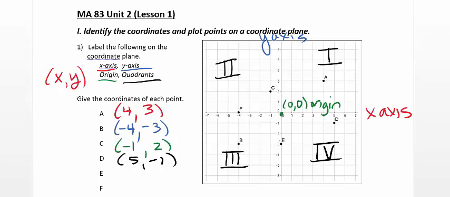E is sitting right here on the y-axis. We don't go over at all, so my x is 0, but we had to come down 3 to get there. So it's 0, negative 3. And then F is sitting right here on the x-axis. We had to go to the left 4 to get there, and we didn't go up or down at all. So the left 4 is negative 4. We don't go up or down, so that is 0. So F has the coordinate point of negative 4, 0.